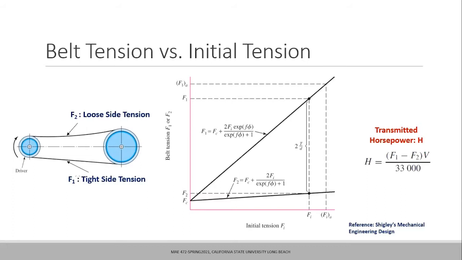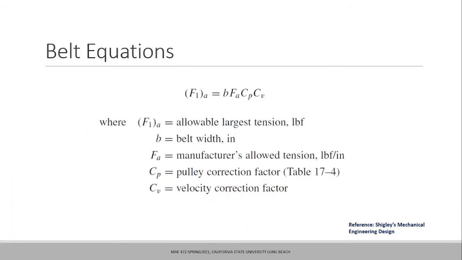So for the next couple of slides I will be breezing through, because we already covered and talked about it. It is basically showing the expression for calculating F1 subscript A, the maximum allowable load or tension in the belt, from the manufacturer's catalog value. There are some correction factors and some rating values of the belt mentioned there. These are the expressions you can use to calculate the largest allowable tension in the belt.